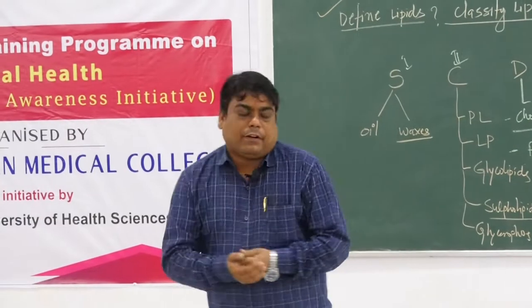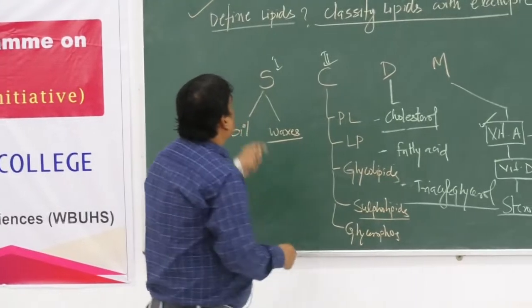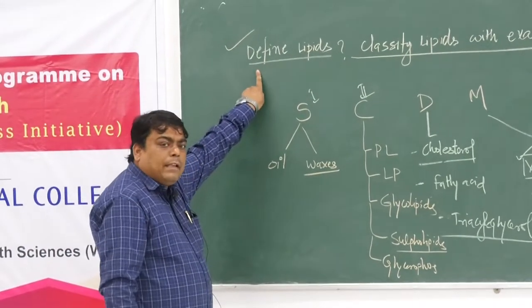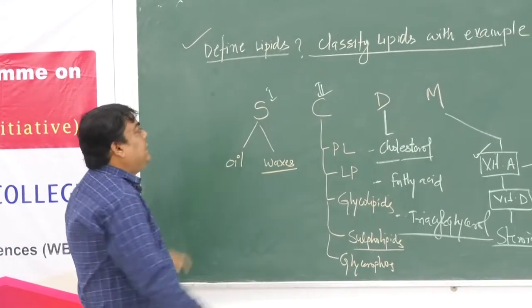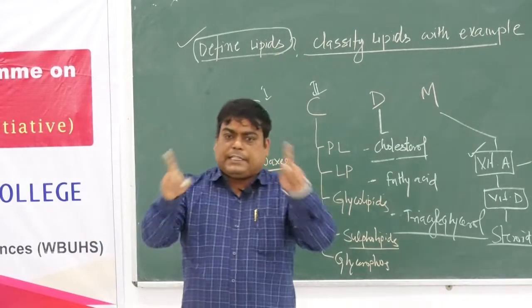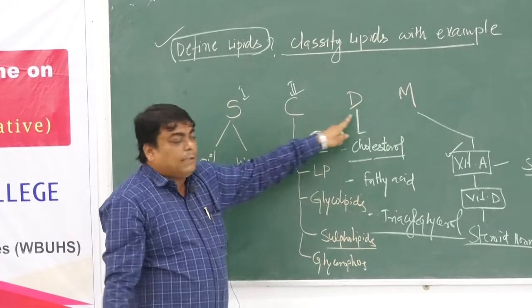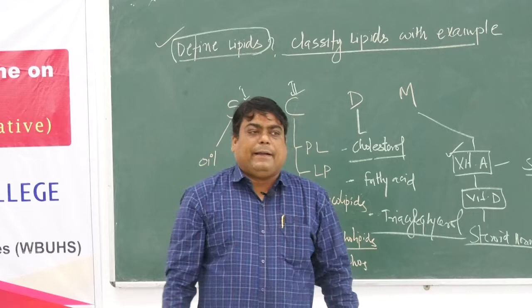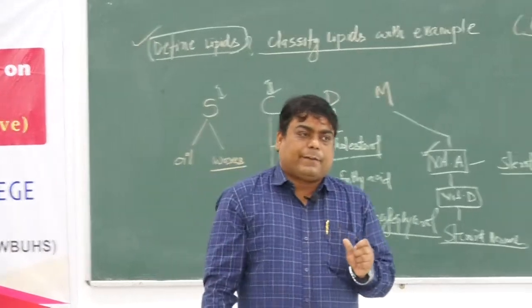Because if I talk about lipids, if this question is 5 marks, I just give the definition of the lipid and give the chart which gives the classification of the lipids. This is up to 5 marks.